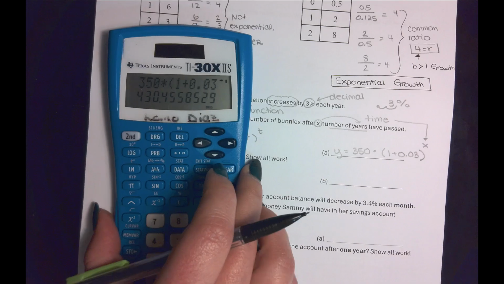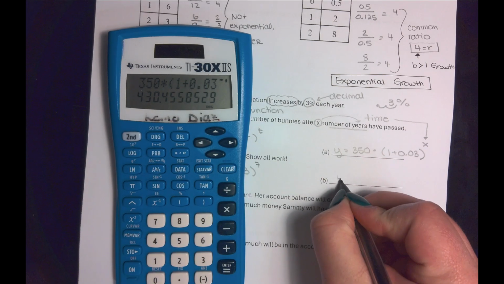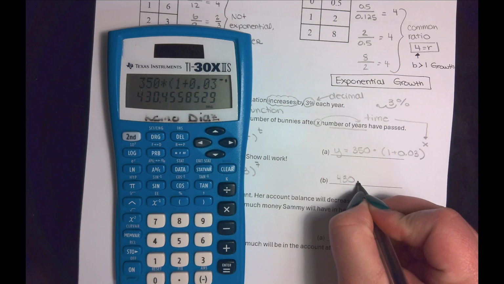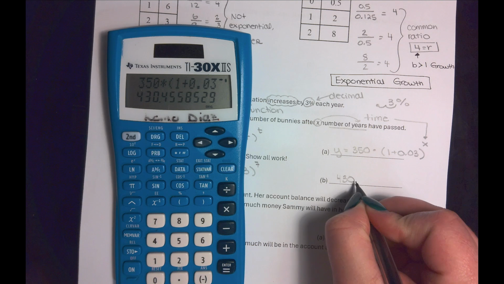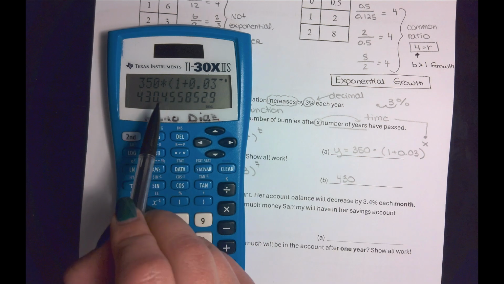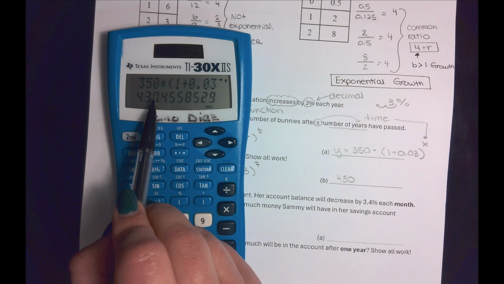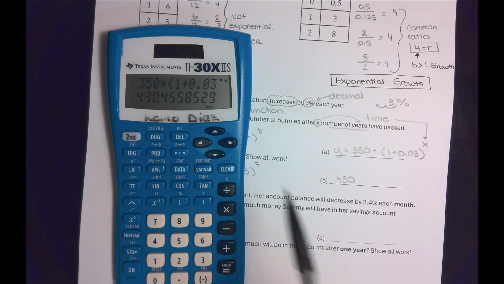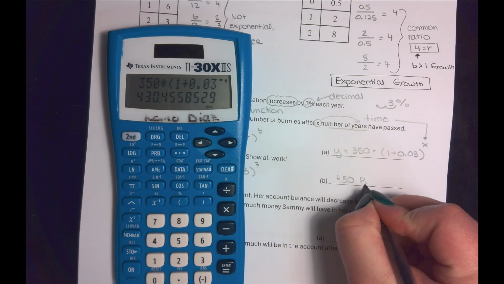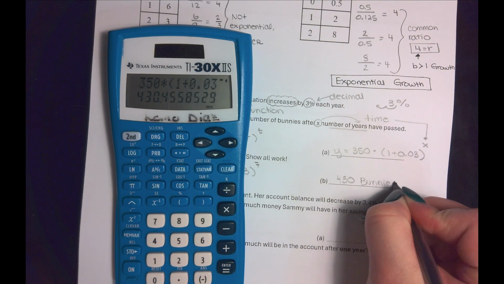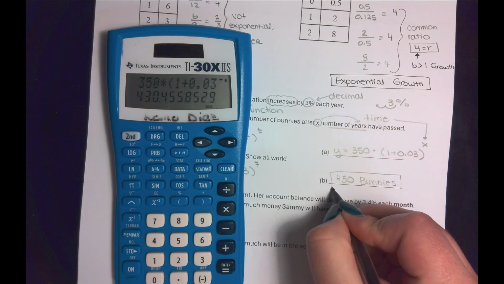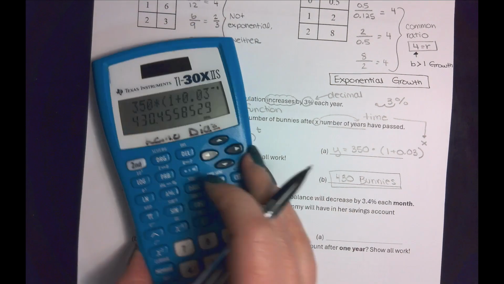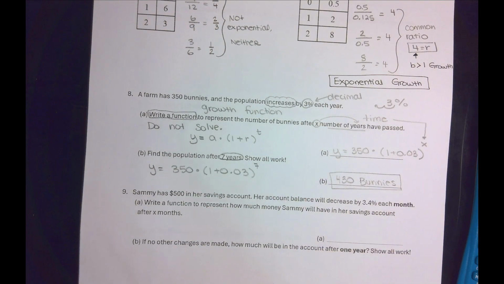And again, we're talking about number of bunnies. We can't have just a leg or just an arm of a bunny, so we're going to round to the whole bunny. This is a 4, so we're going to round down technically, and so we're going to keep this as 430 bunnies. Make sure that you are telling me what you're talking about. Are we talking about fishes, children, bunnies, money? What are we talking about? We're talking about bunnies.